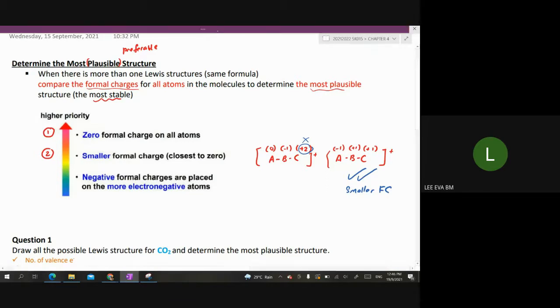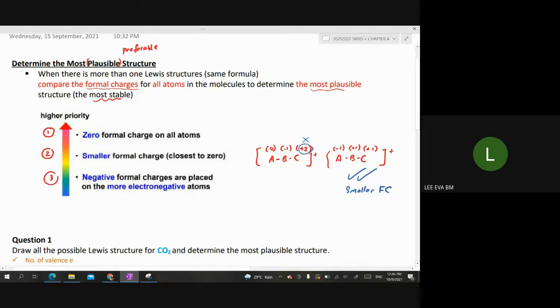And then our third priority. If you have two structures having the same formal charges, -1, -1, +1 and +1, +1, -1, just arranged differently, we go for the third priority. We need to check at which atom the negative formal charge is located. You need to highlight that the negative formal charge should be located on the more electronegative atom.